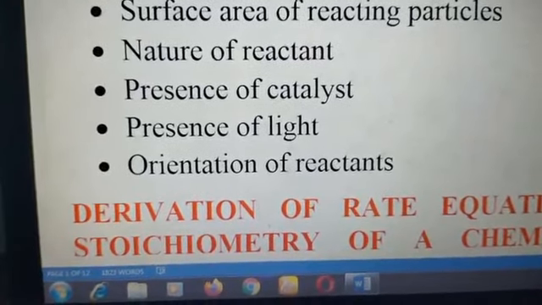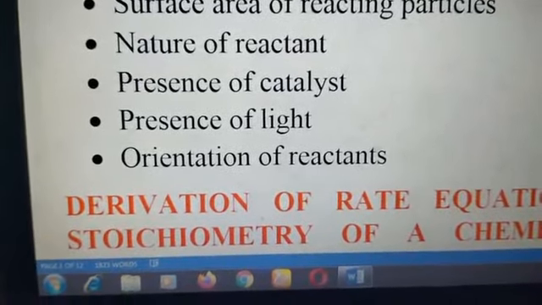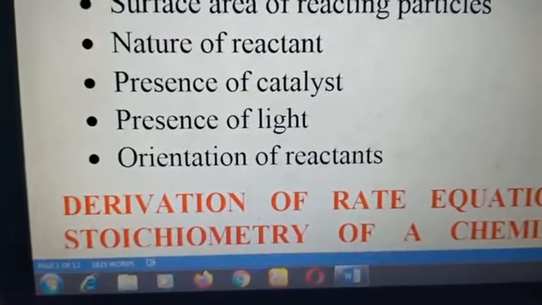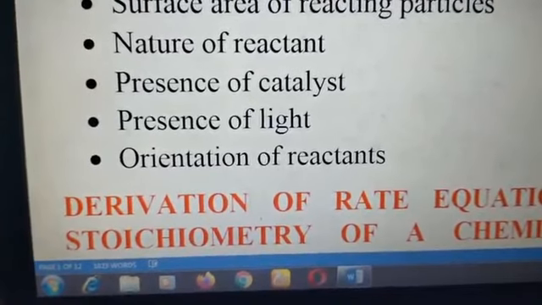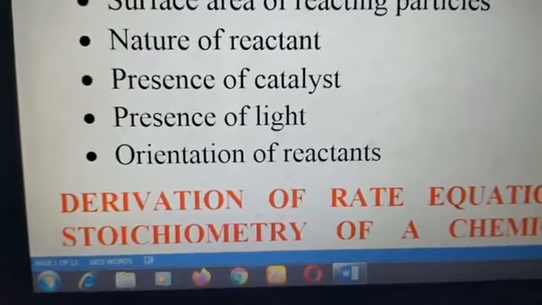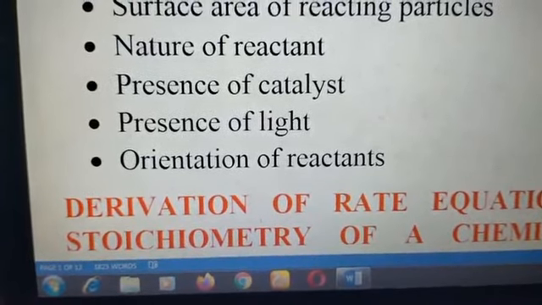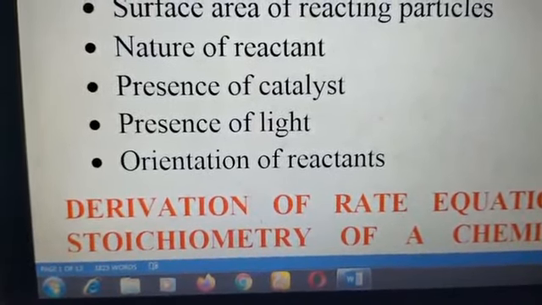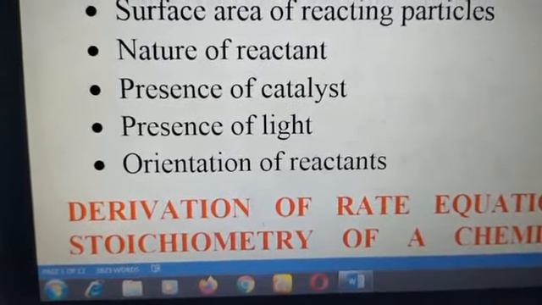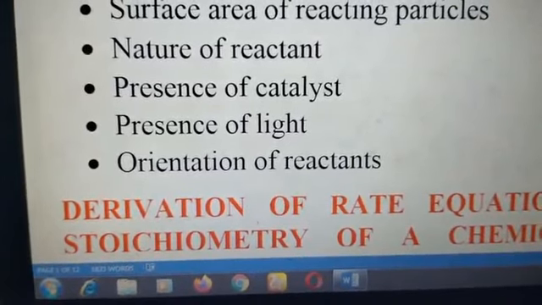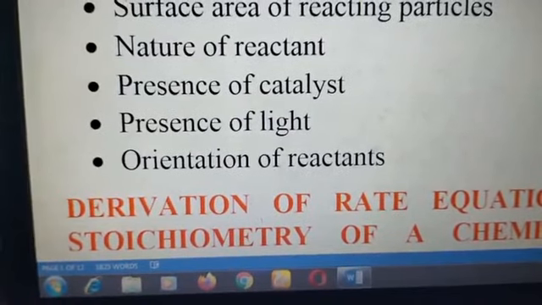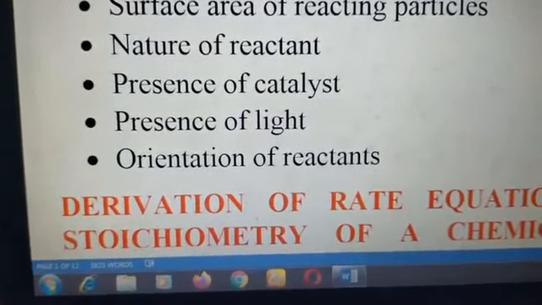Then we have the presence of light. Some chemical reactions occur only in the presence of sunlight, or sunlight makes them feasible. So such reactions are said to be photochemical or photolytic reactions. An example is the splitting of water during photosynthesis, the light phase, in which light is required to split a water molecule, which is called photolysis of water. Another example is that hydrogen peroxide decomposes in the presence of sunlight into water and oxygen.